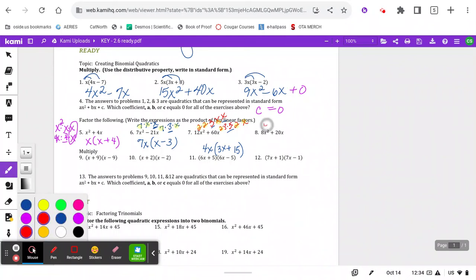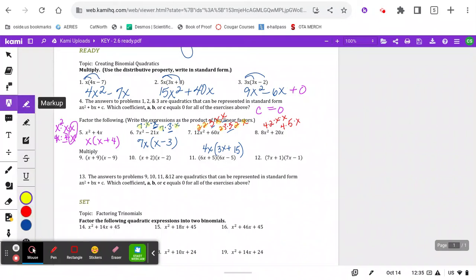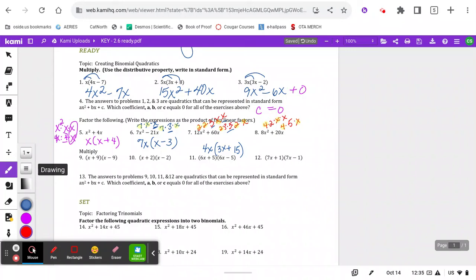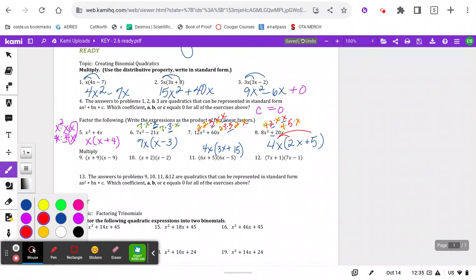All right, 8 is 4 times 2. 20 is 4 times 5. What's in common? A 4 and an x. So that goes out front. What's left inside? And then I multiply to double check. 8x squared plus 20x looks good.